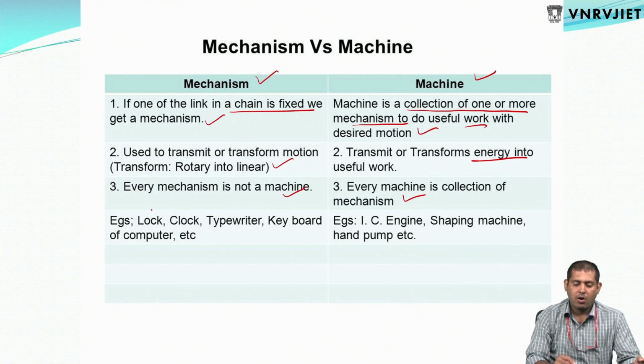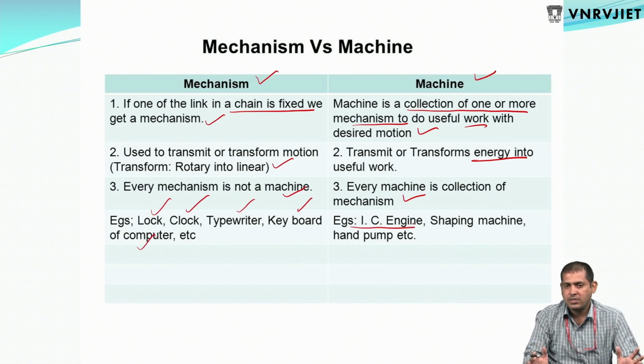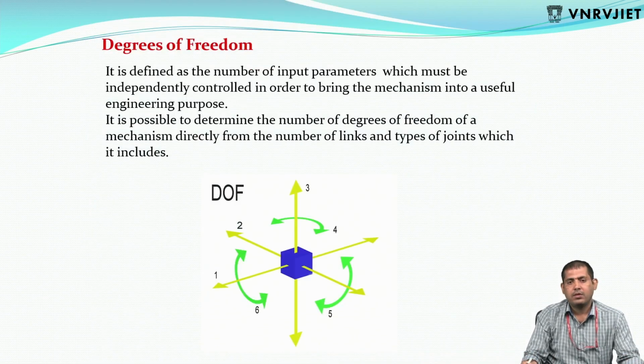Then clocks, typewriters, and the keyboard of a computer are examples. Next, the IC engine is completely a combination of n number of mechanisms, so it becomes a machine. Shaping machine and hand pump are also machines.